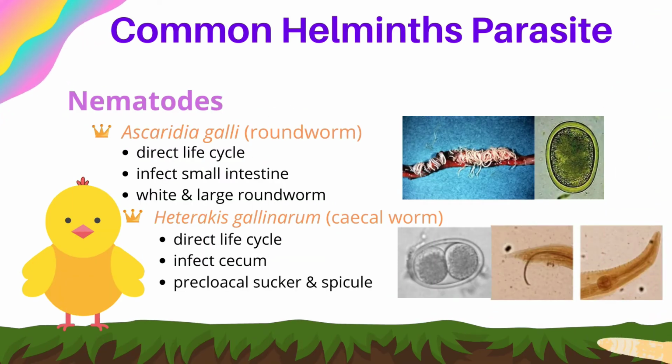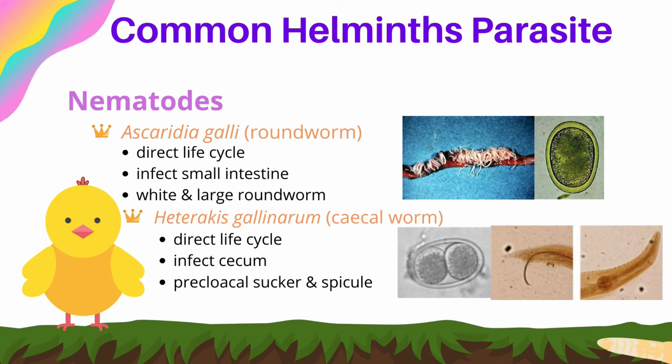The first nematode is Ascaridia galli, which is also known as a roundworm. The eggs of this nematode will be passed out in the feces of infected chickens and contaminate the drinking water and the feed of healthy chickens. This nematode will infect the small intestine and grow into white and large round worms.